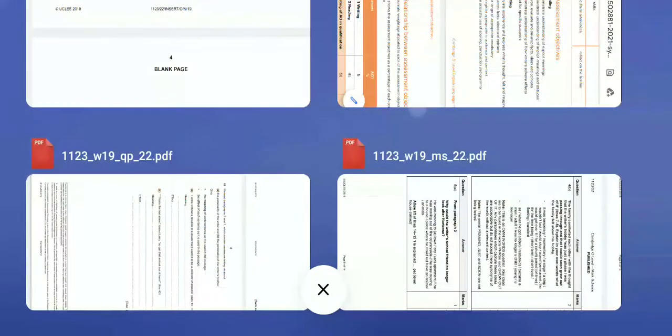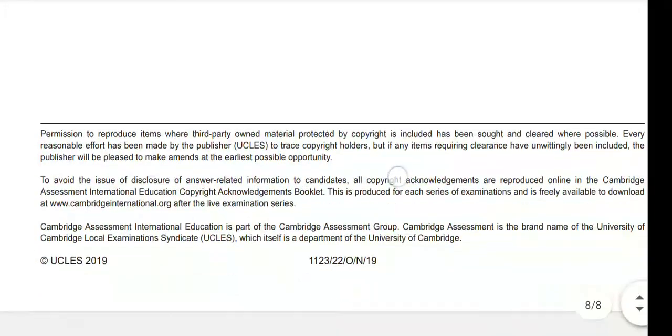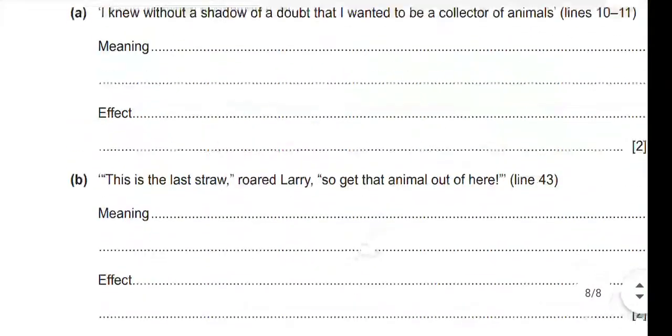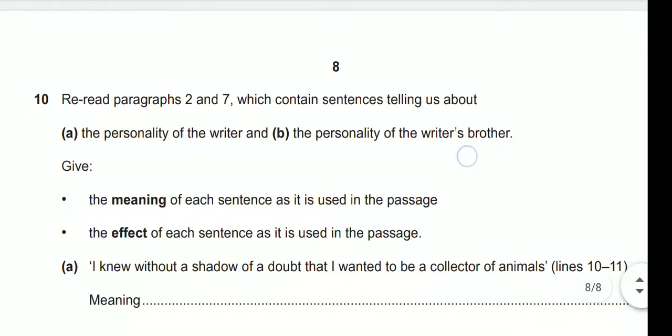Now if we come to the question paper, here is the question paper, and we come to the last question. Here it is, question number 10. This is the question paper. I will also provide you the marking scheme. You can just check your answers from the marking scheme. You have been doing it previously too, explicit meaning, implicit meaning.